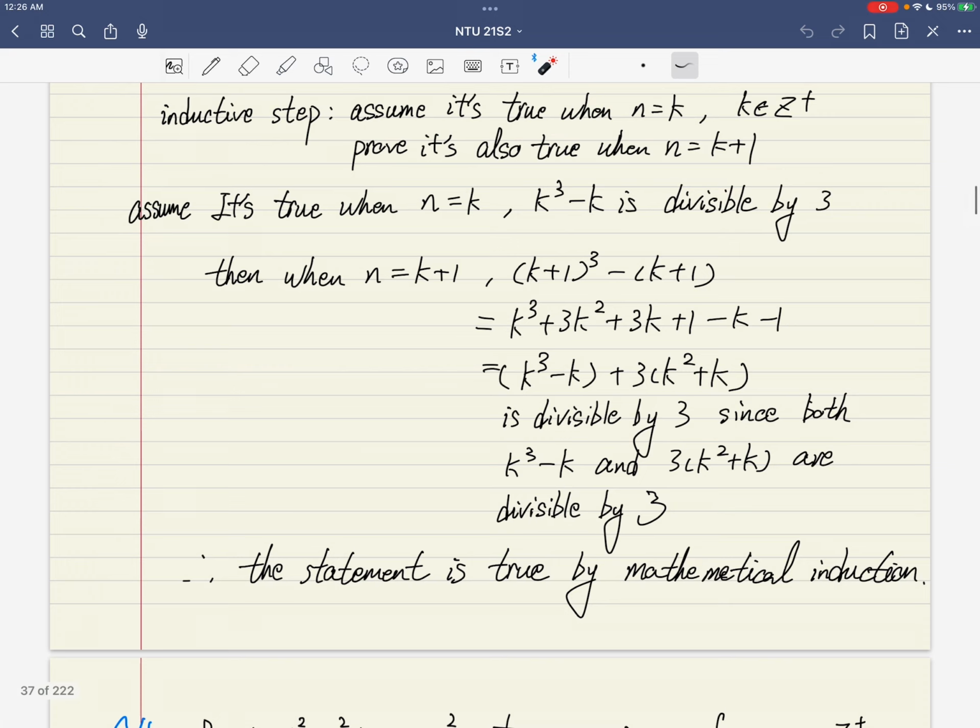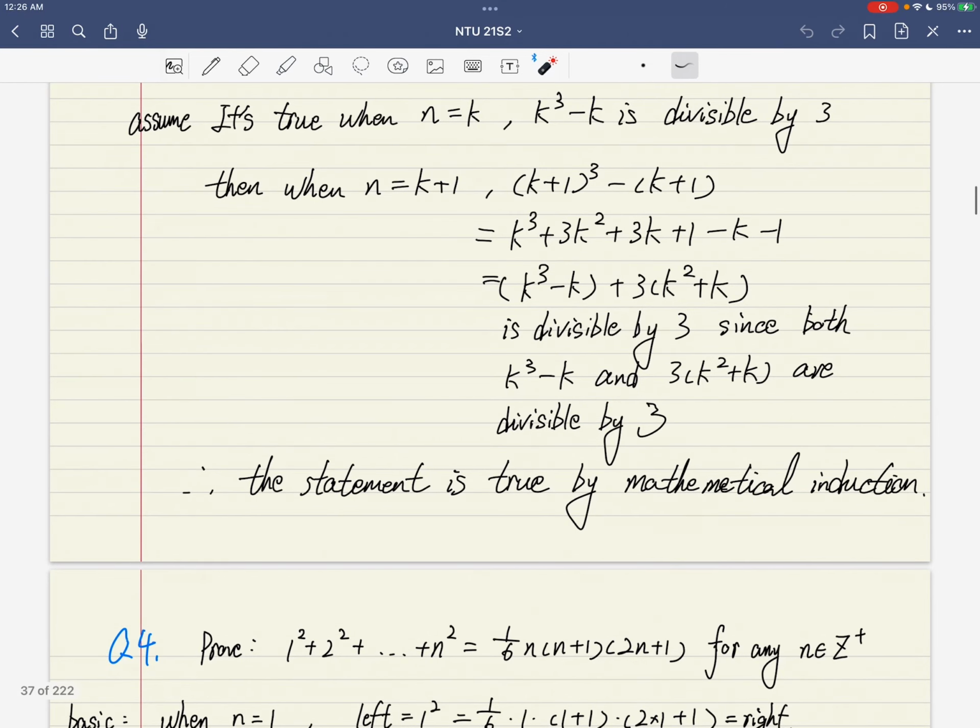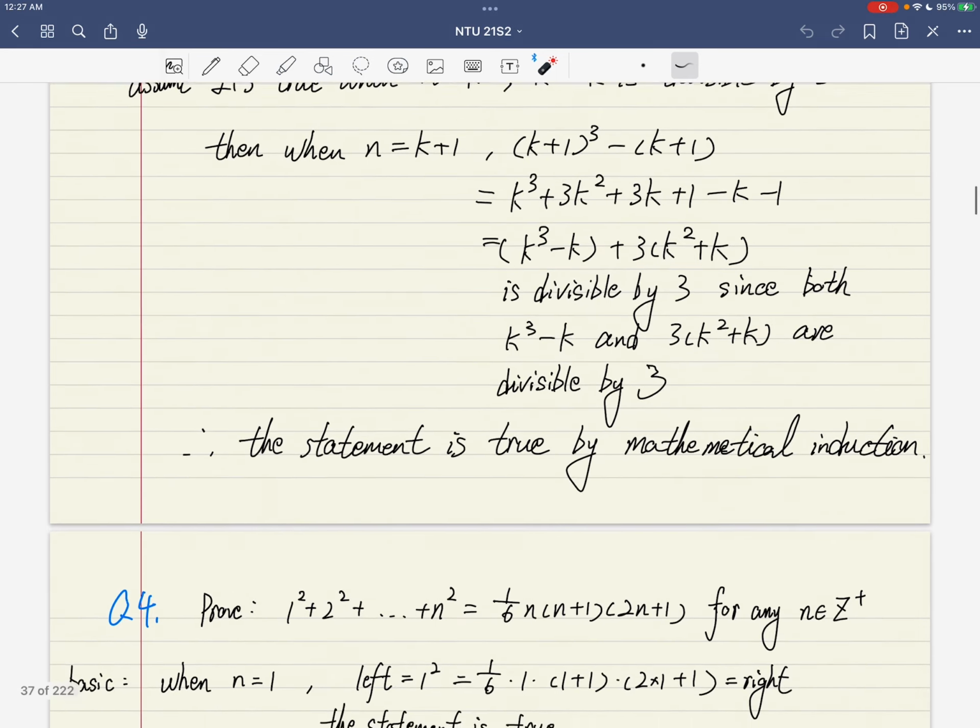Then let's assume it is true when n is k. Then we prove it is also true when n is k plus 1. So we assume it is true when n is k, which means k cubed minus k is divisible by 3. We assume this is true. Then we want to figure out when n is equal to k plus 1. What about k plus 1 cubed minus k plus 1?